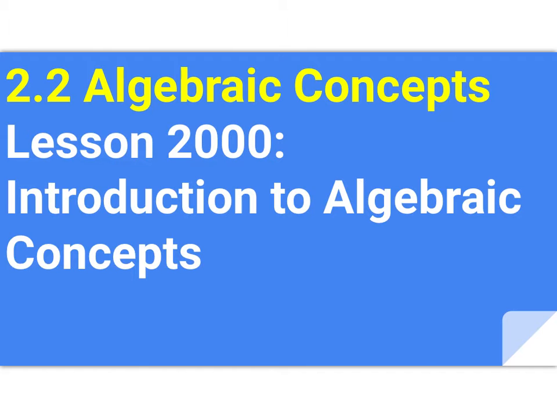But this series or playlist is 2.2 Algebraic Concepts. And the first number, the 2.2, comes from the Commonwealth of Pennsylvania's breakdown of how they want math done. So this is lesson 2000, Introduction to Algebraic Concepts. So this video is just going to explain how this playlist is going to work.